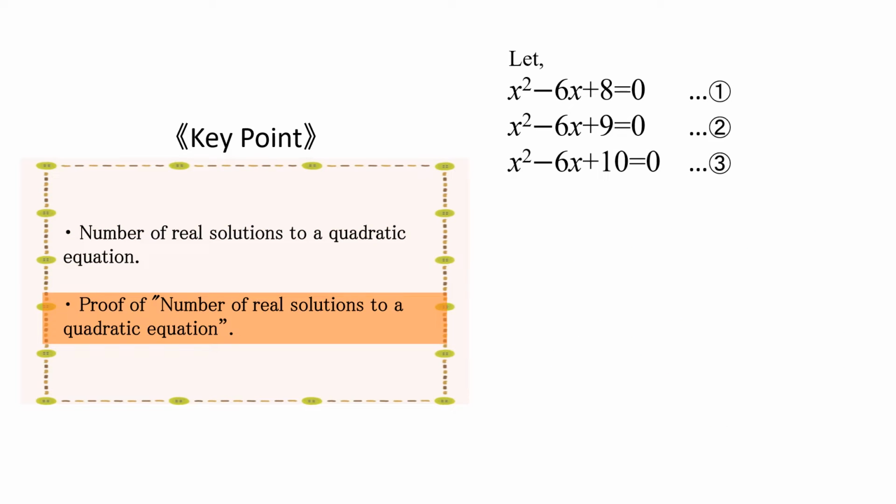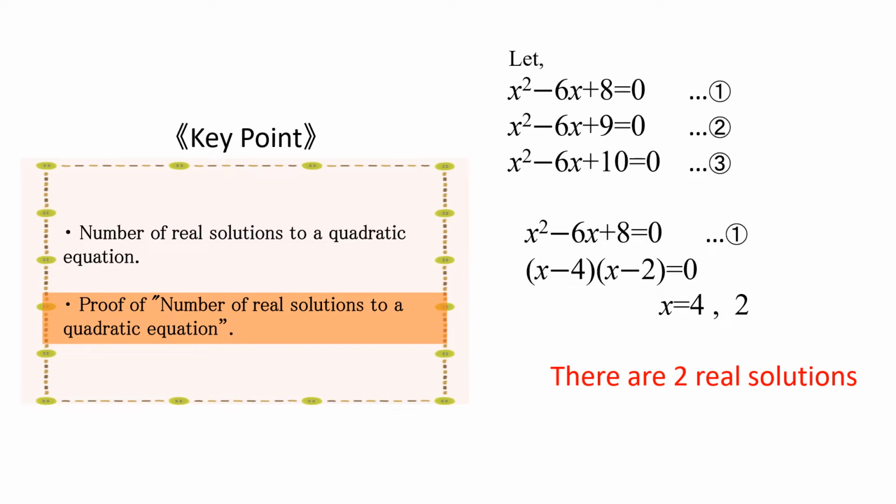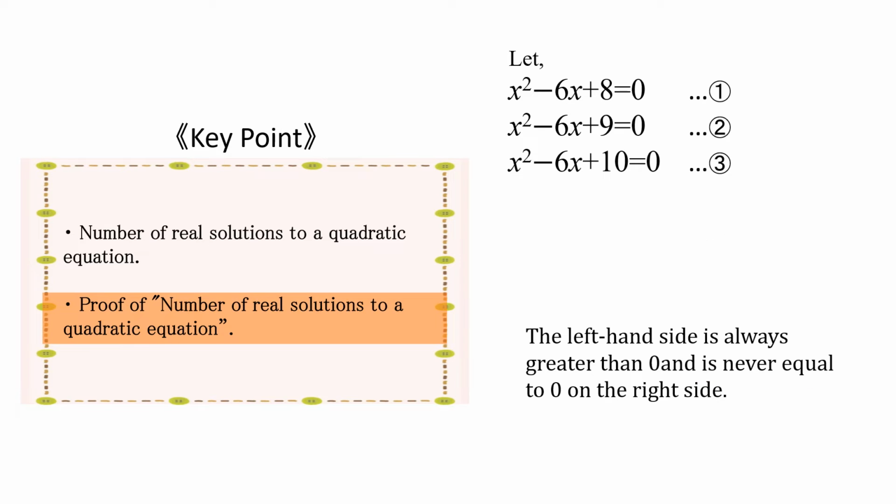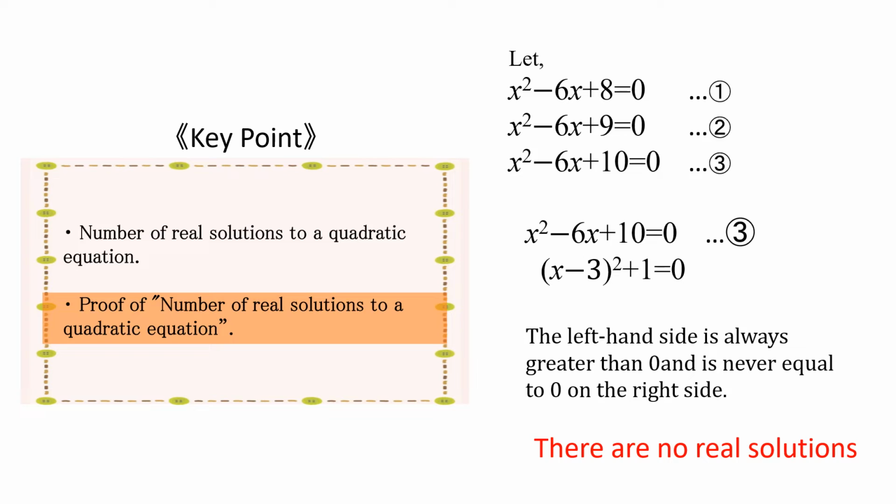Now we will prove this discriminant formula. First, let the equations on the right be 1, 2, and 3 respectively. The solution of 1 is x equals 4 and 2. There are two real solutions. The solution for 2 is x equals 3. There is one real solution. Finally, the equation for 3 is (x minus 3) squared plus 1 equals 0. Since the left-hand side is always greater than 0, the equation has no real solutions.